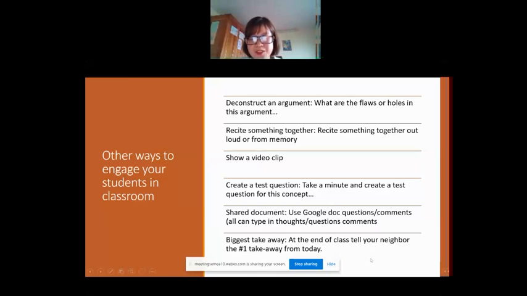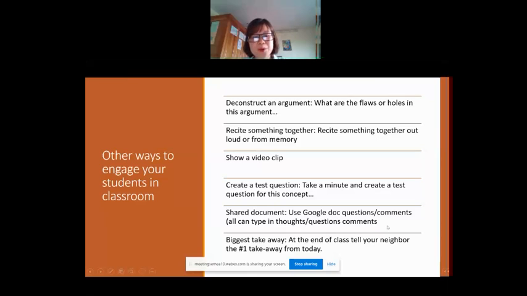Or you can use a shared document. You can take advantage of tools like Google Document and require students to write questions or comments after the class.